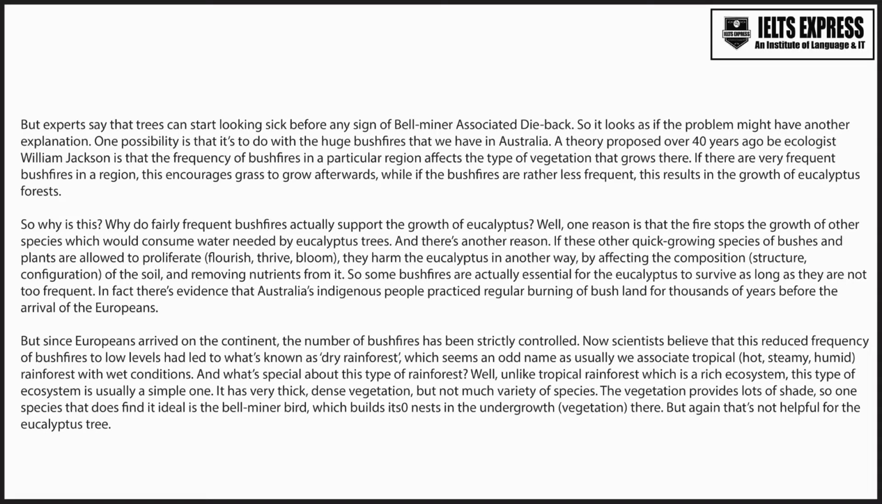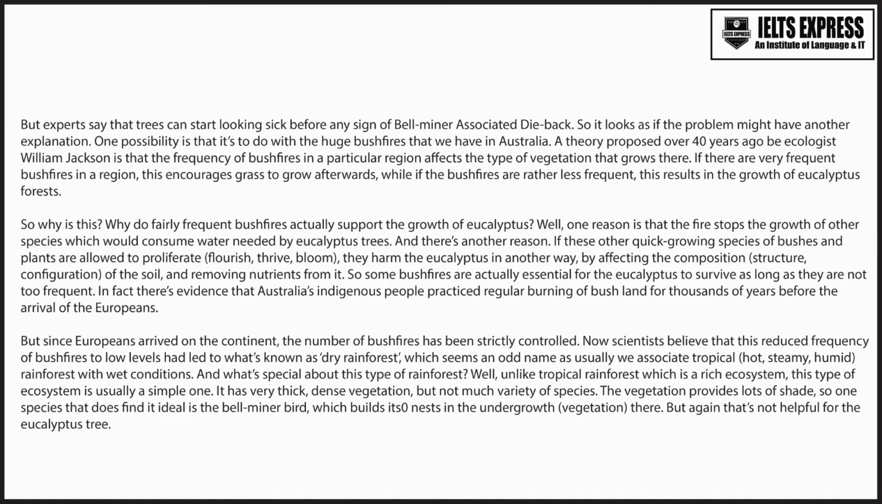If there are very frequent bushfires in a region, this encourages grass to grow afterwards, while if the bushfires are rather less frequent, this results in the growth of eucalyptus forests. So, why is this? Why do fairly frequent bushfires actually support the growth of eucalyptus?